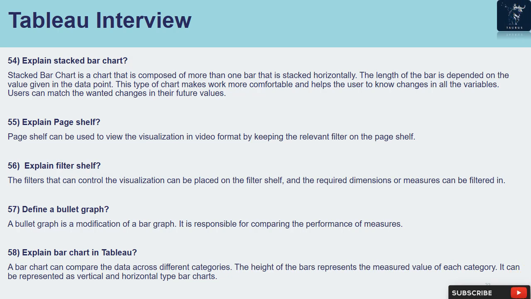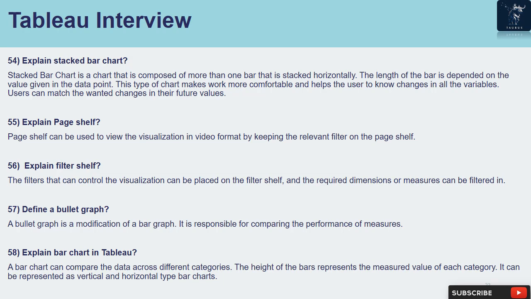54. Explain stacked bar chart. A stacked bar chart is a chart that is composed of more than one bar that is stacked horizontally. The length of the bar is dependent on the value given in the data point. This type of chart makes work more comfortable and helps the user to know changes in all the variables. Users can match the wanted changes in their future values.